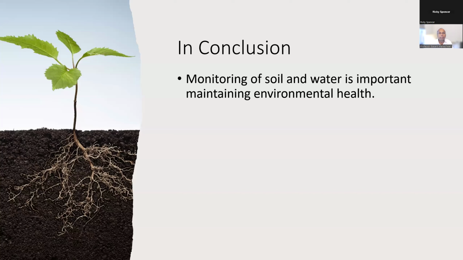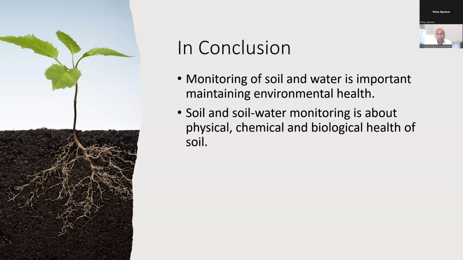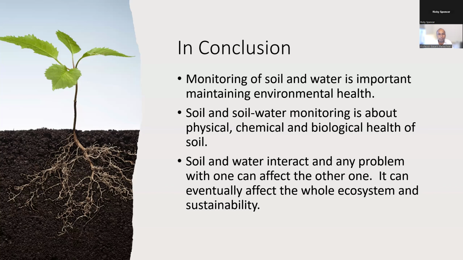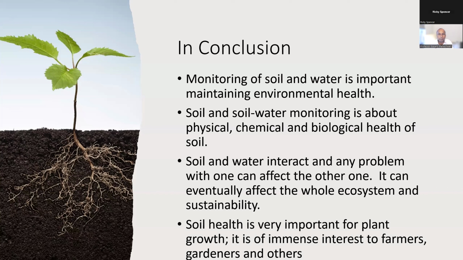So in conclusion, monitoring of soil and water is important for maintaining environmental health and catchment health. Soil and soil water monitoring is about the physical, chemical, and biological health of soil. Soil and water interact, and any problem with one can affect the other. It can eventually affect the whole ecosystem and sustainability. And soil health is very important for plant growth. It is of immense interest for farmers, gardeners, and others. And overall, it affects the catchment health.